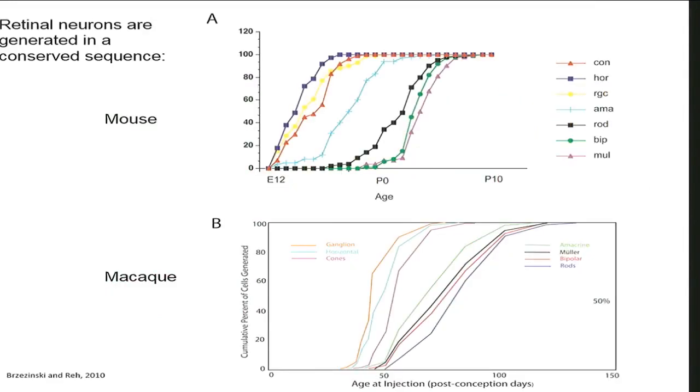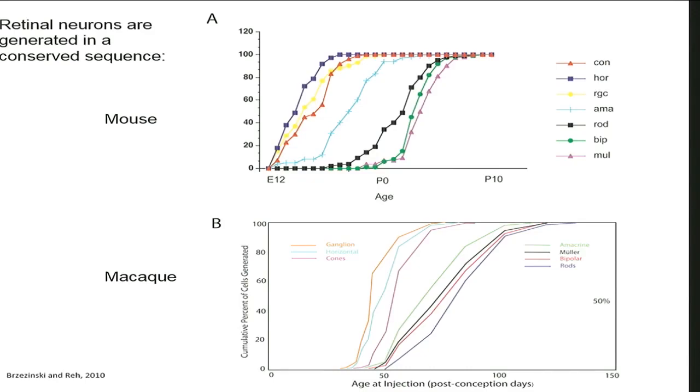These retinal neurons are generated over time during development. There's an early cohort, which are the cones, horizontals, and ganglion cells. And then there's a late cohort: the rods, the bipolars, and the Müller glia. And like elsewhere in the nervous system, the glia are among the last cell types generated in the central nervous system.